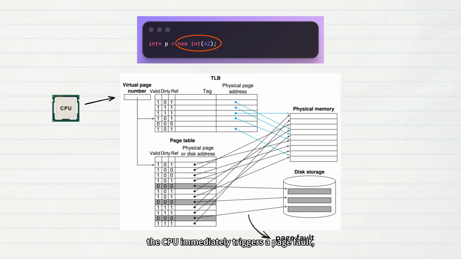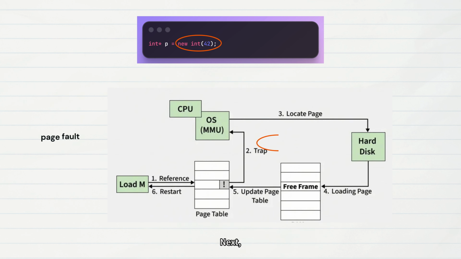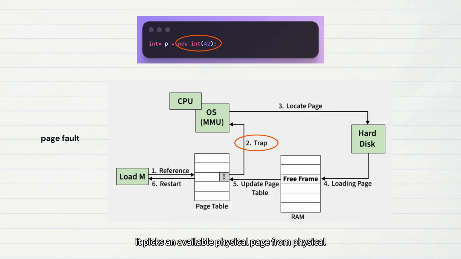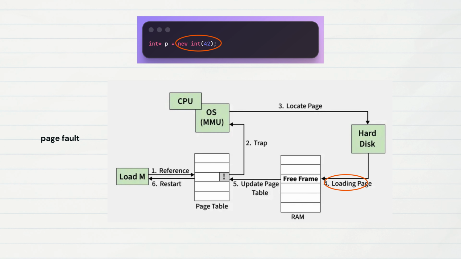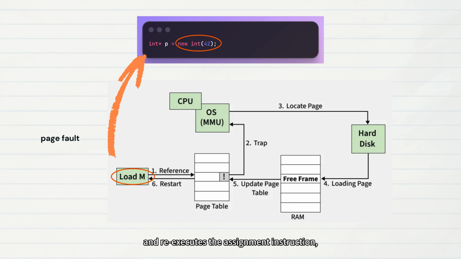So the CPU immediately triggers a page fault, pausing execution of the current instruction and forcing a switch from user mode to kernel mode. Next, the OS kernel starts working. It picks an available physical page from physical memory and assigns it to this virtual page. Then it updates the page table to bind the virtual page to the physical page. It then flushes the TLB, adding this new mapping to the cache to ensure efficiency for future address translations. Finally, the CPU returns from kernel mode to user mode and re-executes the assignment instruction, writing 42 into physical memory.